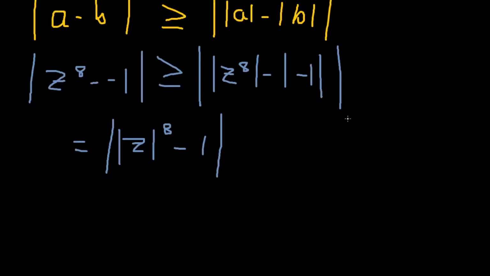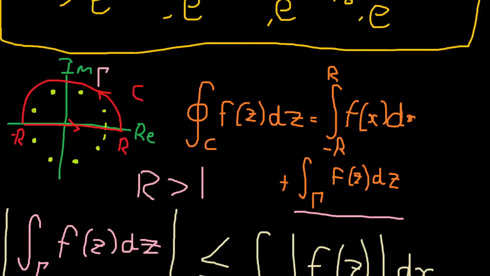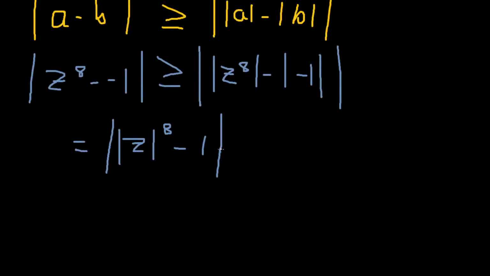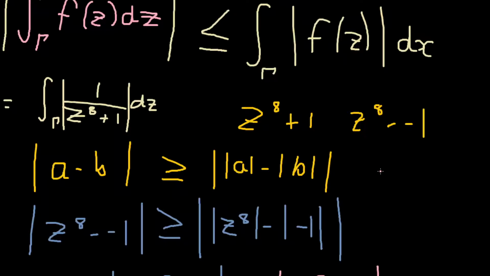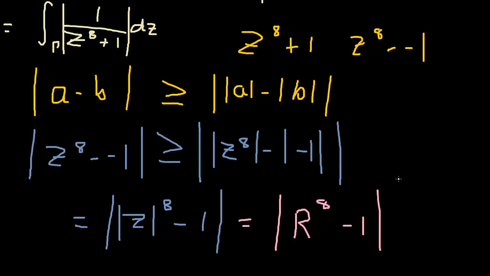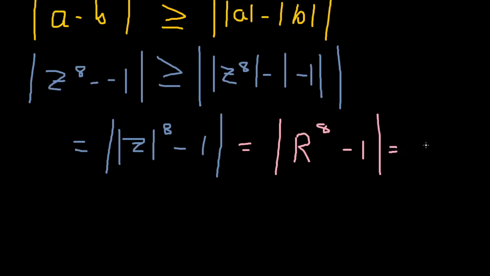And now let's go back to the diagram. As you see, this is a semicircle. So whatever point on this semicircle you have, the absolute value is just equal to the radius of this semicircle, which in this case happens to be big R. So let's substitute big R for the absolute value of z. Absolute value of R to the 8 minus 1, and as we stated earlier, R is greater than 1, so we can just get rid of these absolute value symbols since it's not going to be negative.